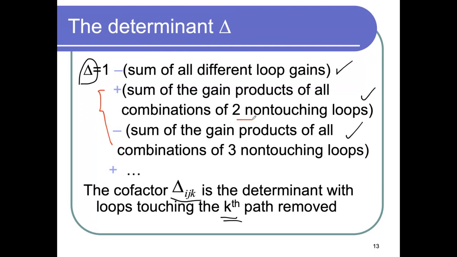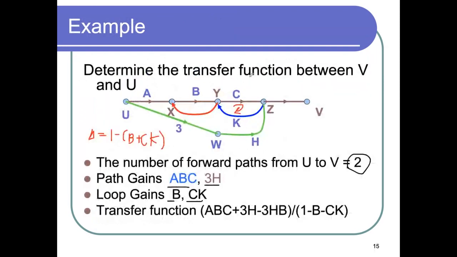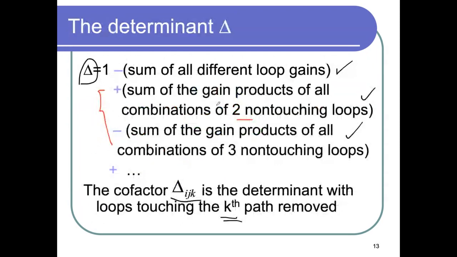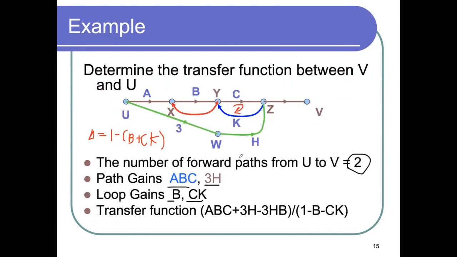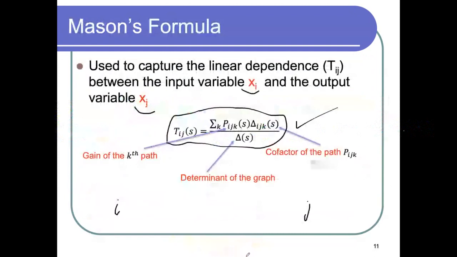What is the determinant of the system? We can apply the formula and get it. What are the cofactors? Again, we can apply the simplified version of the formula and get it. And then we can get the transfer function by just using this information. So the number of paths, again, is 2. The path gains are ABC and 3H. The loop gains are, the first one is B, the second one is CK, and this is the transfer function.